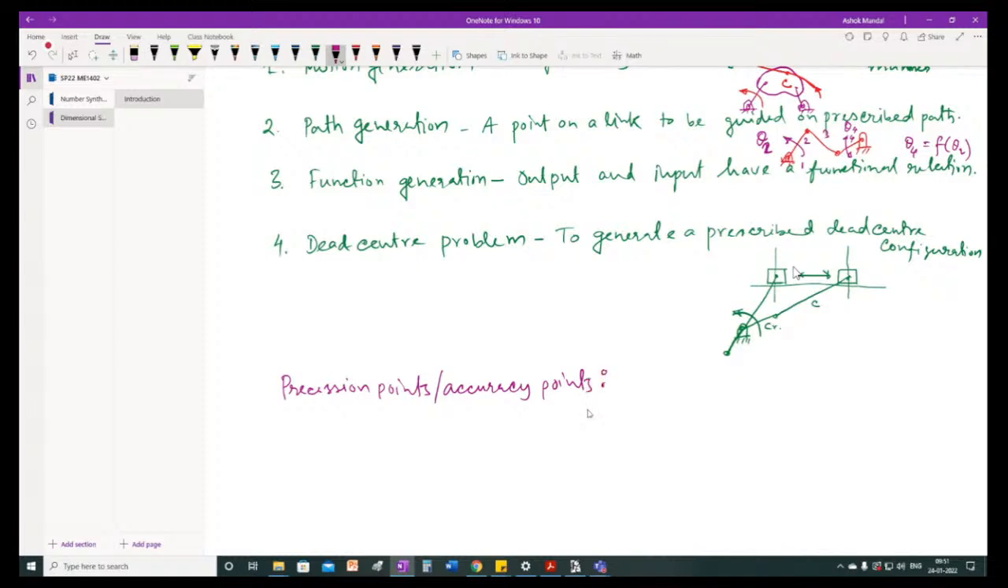Precision points or accuracy points are those points at which generated and desired functions agree.